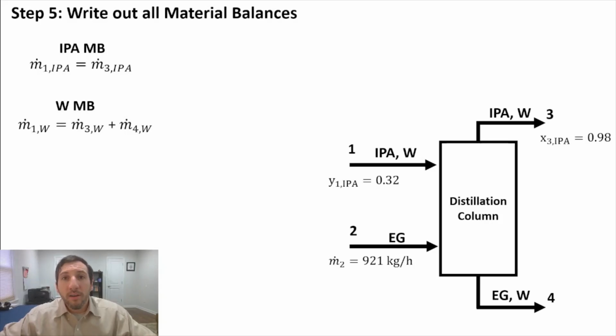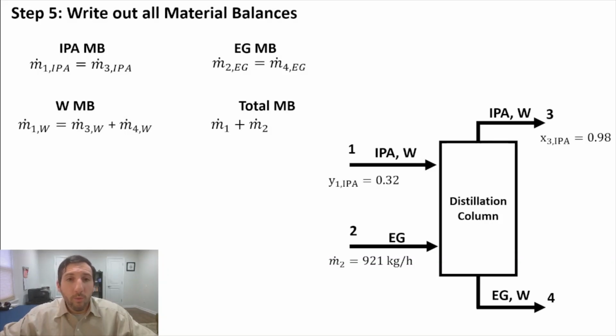Okay, moving on, we've got the ethylene glycol material balance. In this one, we've only got ethylene glycol in stream 2, and we've got ethylene glycol coming out in stream 4. So the mass flow rate of ethylene glycol in stream 2 is going to equal the mass flow rate of ethylene glycol in stream 4. The final material balance is the total material balance. The inlet flow rates are streams 1 and 2, so M1 dot plus M2 dot is going to equal M3 dot plus M4 dot, the two streams exiting my system. So we've got all our material balances written out now, and that's good.